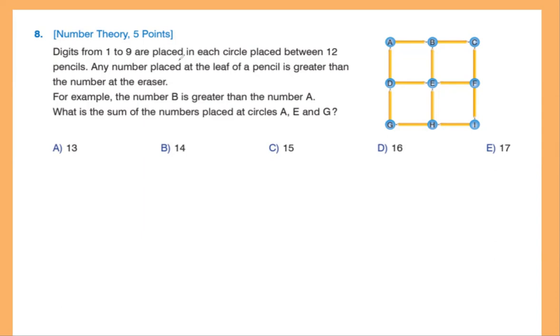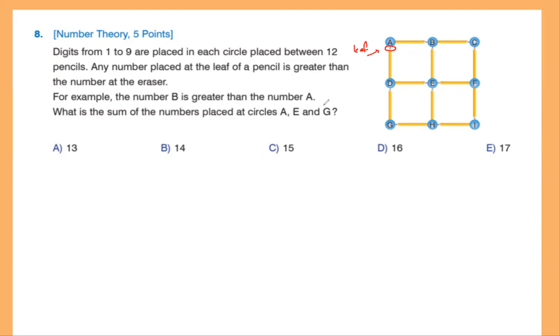Digits 1 through 9 are placed in each circle placed between 12 pencils. We have pencils right here. Any number placed at the leaf of a pencil is larger than the number at the eraser. If you are wondering what that leaf means, it's basically the tip of the pencil. That's our leaf, and this is the eraser part. So the eraser part should be larger than the tip of that pencil. That's something we are given.